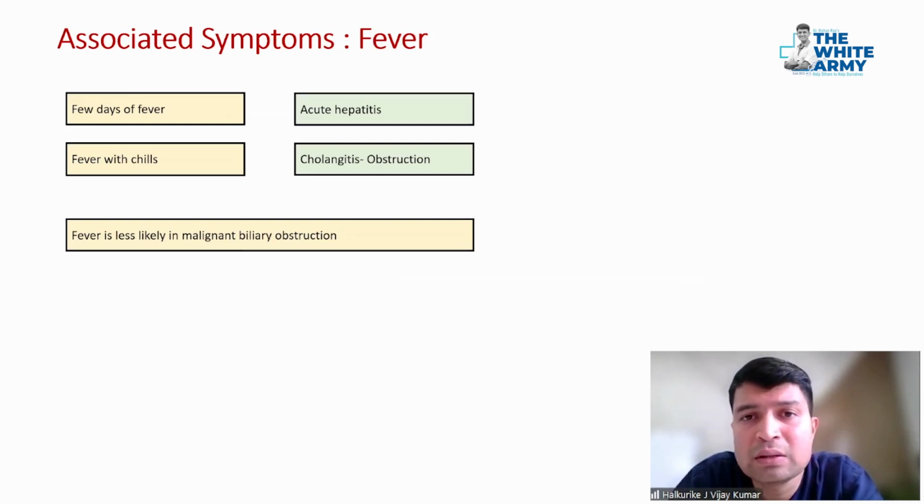And we should note down an important point. Fever is less likely in a malignant biliary obstruction. Malignant biliary obstruction is a slow process where there will be slow compression of these bile ducts or extrahepatic ducts, leading to jaundice. So fever is very, very unlikely. Suppose there is a fever, then the obstruction might be getting secondarily infected or something like that. In general, fever is less likely in a malignant obstruction.